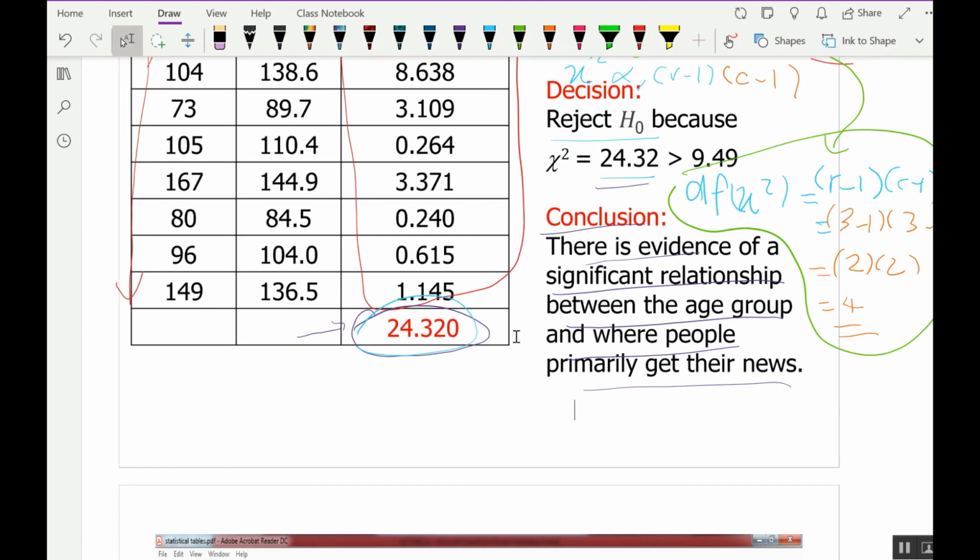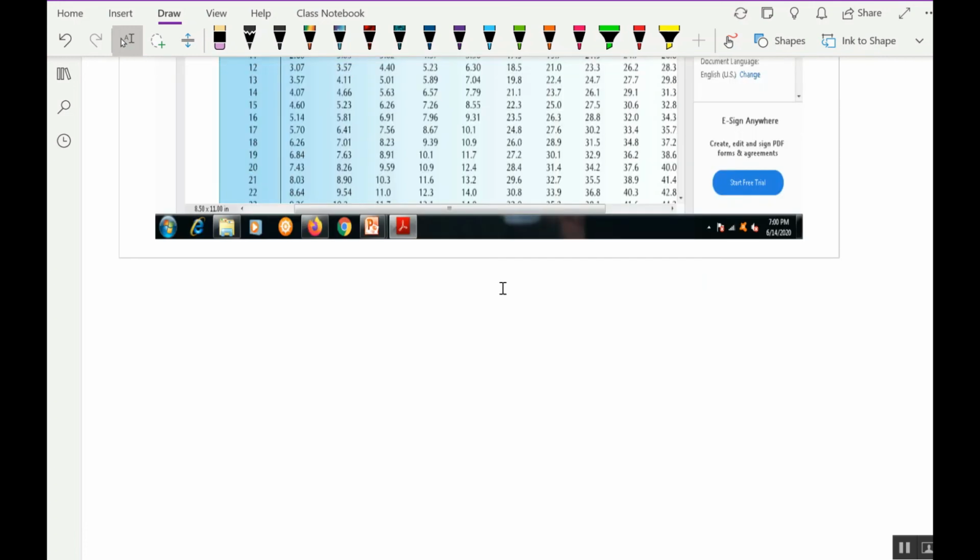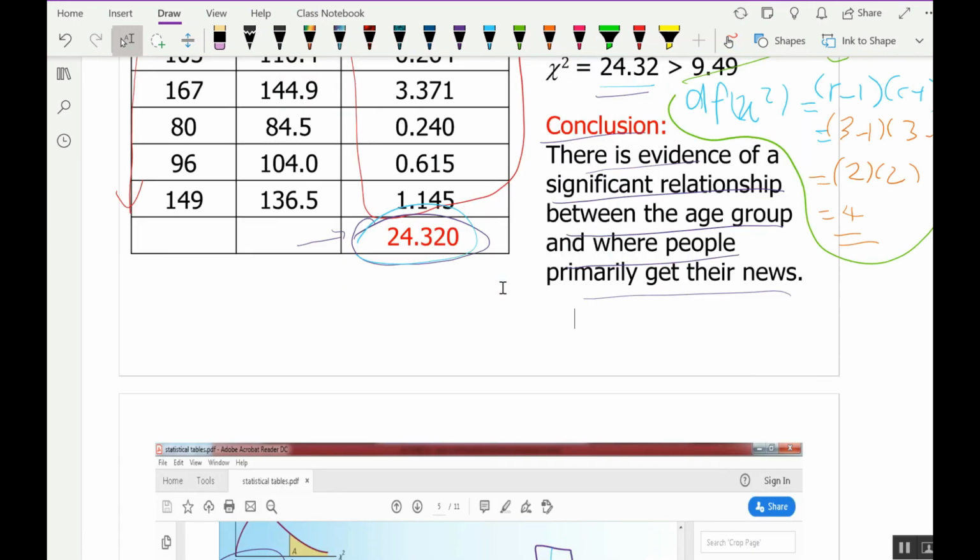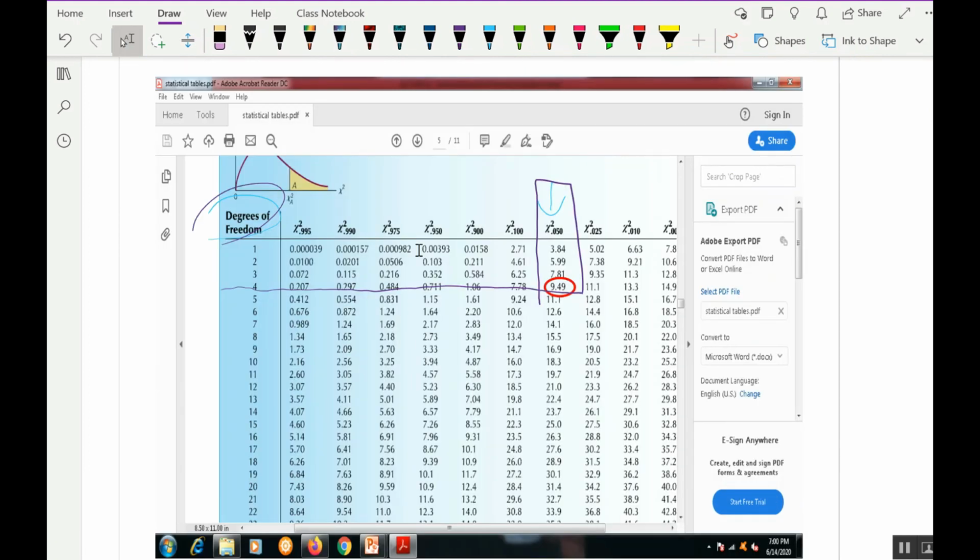Okay, so that's all for this topic of chi-square that we can discuss up to now. I hope this explanation helps you understand how to perform the chi-square test of the contingency table.